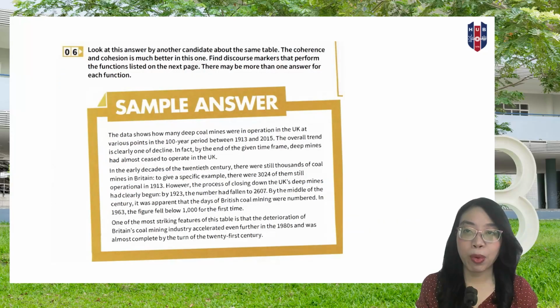This is a sample from another candidate, but also writing about the same table. However, this sample answer will earn a much better coherence and cohesion score. Do you understand why? Let's find out together. Can you please find all the discourse markers that perform the function listed on the next page? I'll give you a minute to take a look.